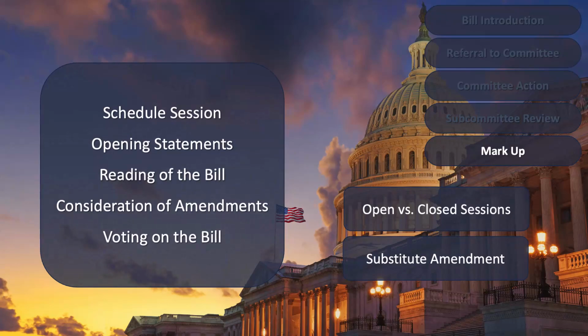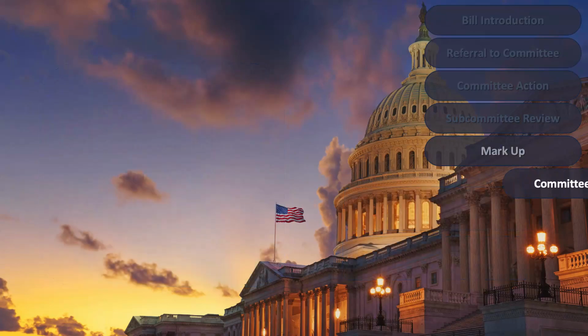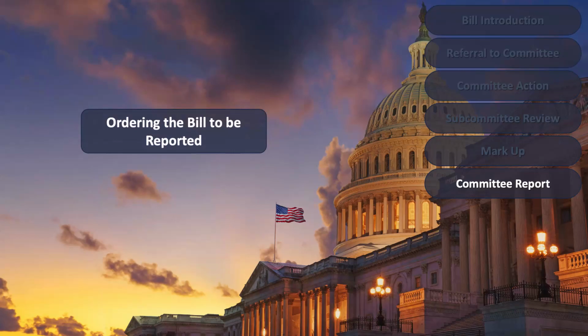If the bill is approved, the committee staff prepares a report describing the purpose and scope of the bill, including the committee's reasoning and any dissenting views. This process is normally referred to as ordering the bill to be reported. Committee members who oppose the bill sometimes write dissenting opinions in the report. The reported bill, along with the committee report, is submitted to the full House or Senate for consideration.